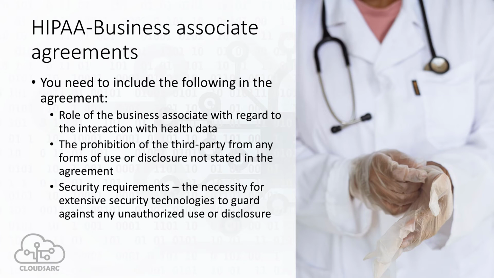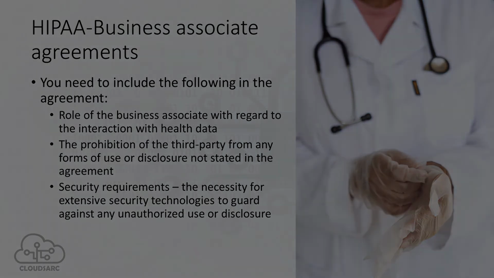The HIPAA privacy rule, amended in 2003, introduced a new administrative safeguard declaring that all covered entities must have a signed business associate agreement in place. Such agreements must be made with all business associates and covered entities that manage, process, or archive protected health information.